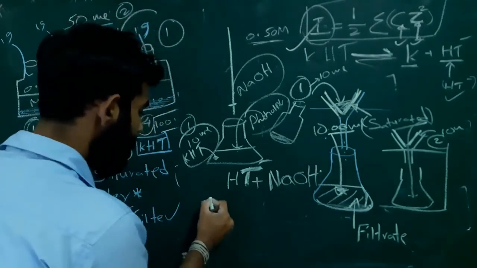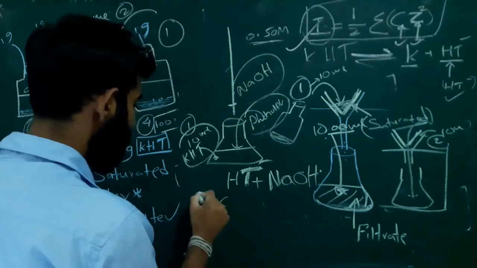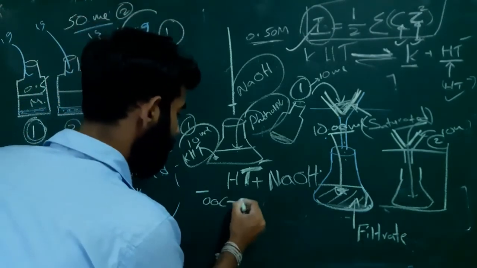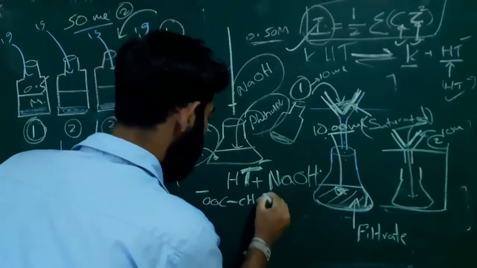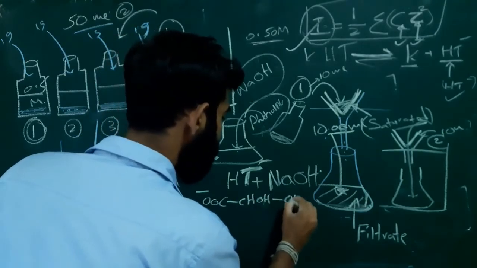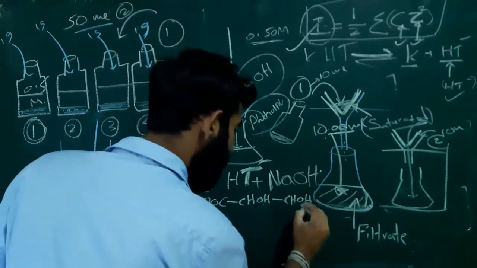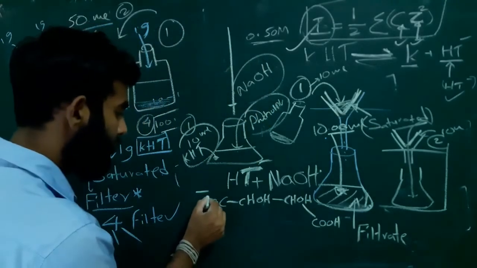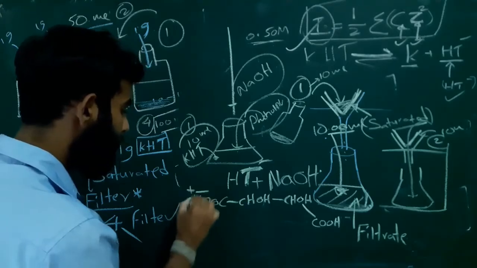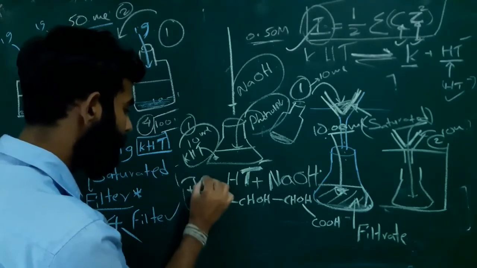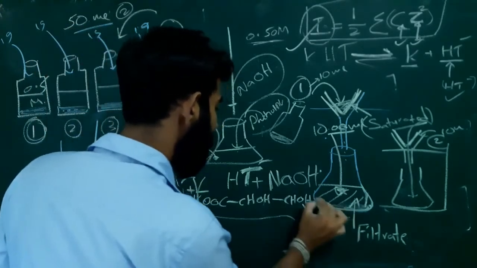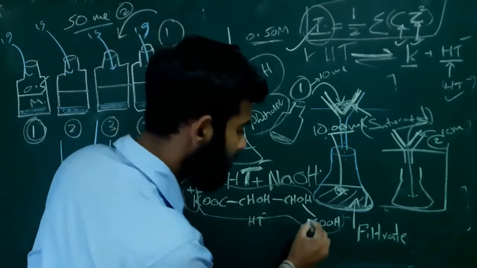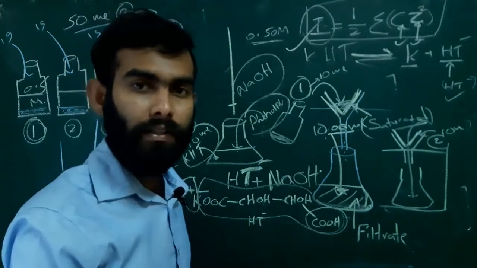If we consider OOC, here minus, one hydrogen will be replaced with potassium, and the remaining is CHOH, CHOH and COOH. This O minus will bind with K plus. Here potassium, and this is the tartrate ion, St minus. However, it contains another COOH group, a carboxylic group.